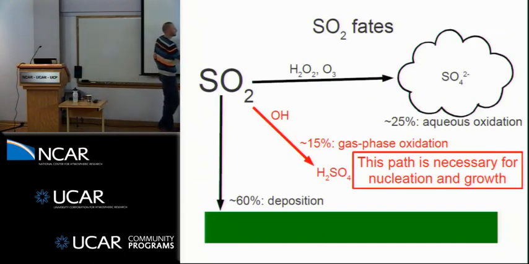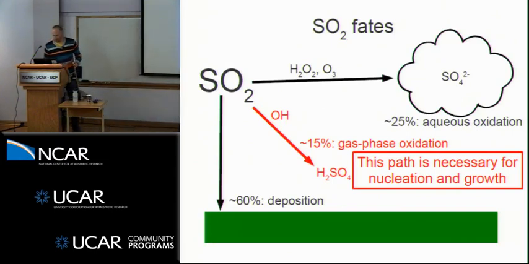In order to have nucleation in the atmosphere, we know nucleation involves sulfuric acid. Also, sulfuric acid is one of the main species contributing to the growth of these particles. So getting this pathway correct matters. I say approximately 15%, but if there are uncertainties in exactly how much goes through this pathway, this would lead to uncertainties in nucleation and growth.